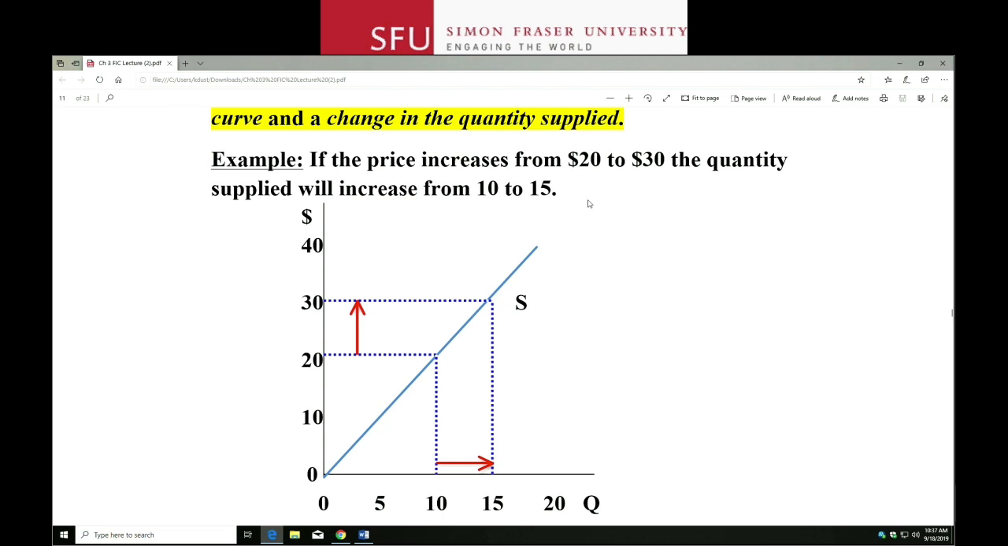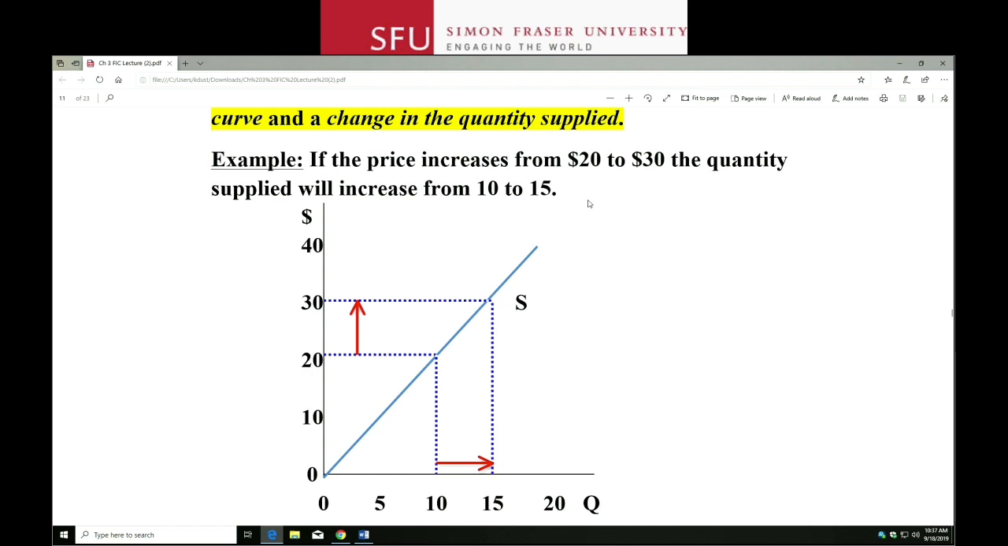A shift, that's right. It's going to mean a new curve, and in that example, it would be over to the right. So let's say the price is still $20, but now that their costs have gone down, they want to make more, even though the price is still $20. And so that's going to mean a new point over here somewhere. And so that means that the curve would shift.